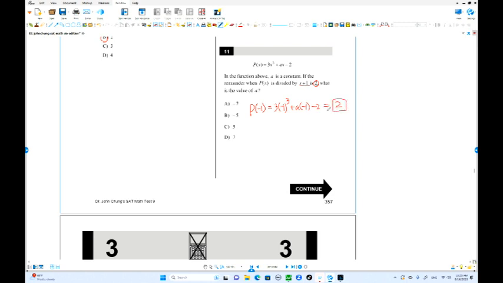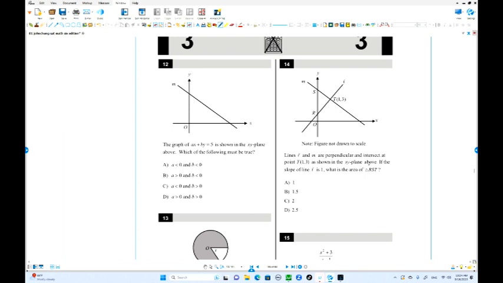Okay, this is the remainder here. But this is how much? Negative 3, negative a, minus 2 equals 2. Okay, a to the right, that is a. Okay, 2 is moved to the left, that is negative 2. Total is negative 3, negative 2, another negative 2, is negative 7, is the answer. Okay, choice A.